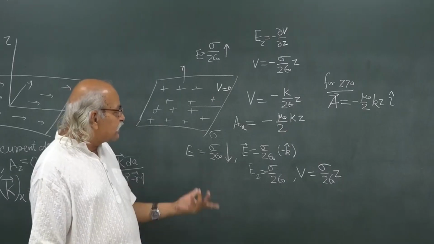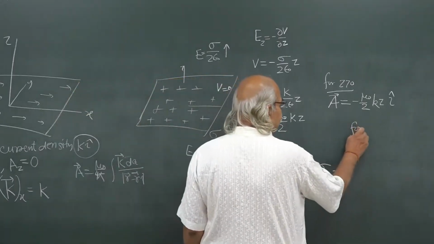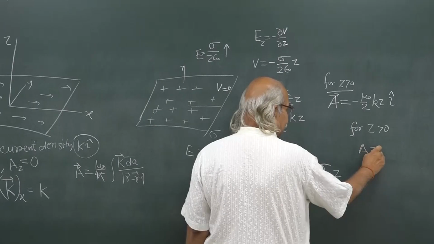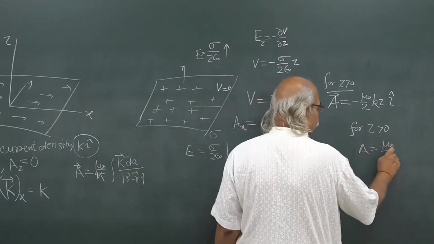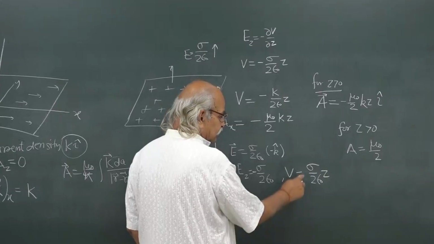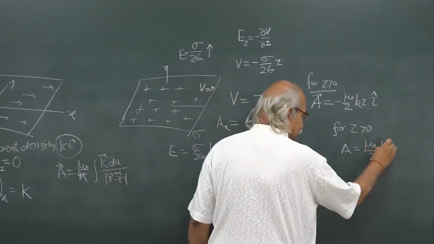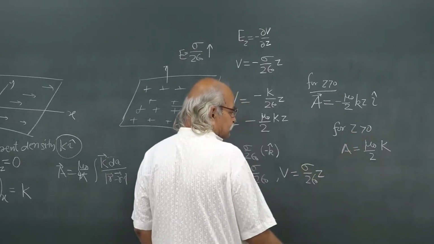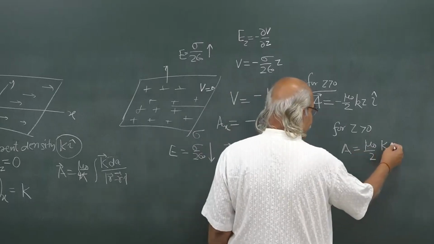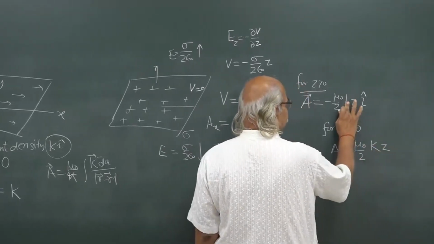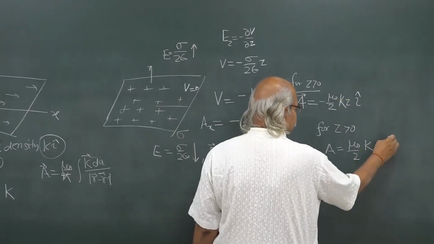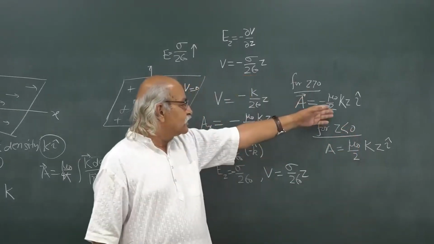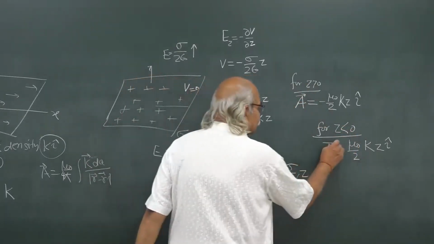And from here, if you write A for z less than 0, then A will be mu naught over 2, and this sigma is actually k. So, k here, and 2 epsilon naught, with 1 by epsilon naught having become mu naught, and therefore this z here, and this is capital K and I cap. So, this is for z less than 0. This is for z greater than 0, this is for z less than 0.